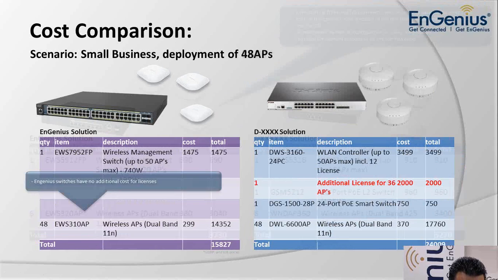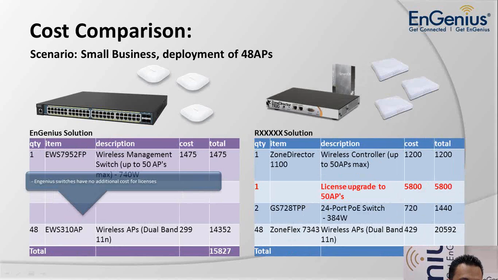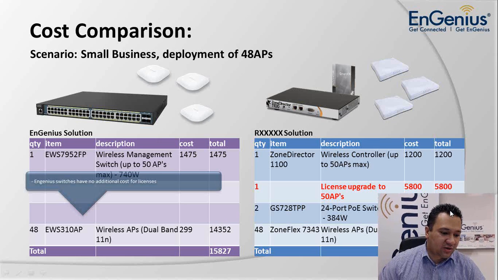The next comparison is an even a little bigger deployment with 48 access points. The same here. Very important here is that we don't work with licenses. So, for instance, if you want to make this D-Link solution, you have to pay for another license fee to be able to control more access points, and that also counts for these kinds of solutions. The bigger the deployment is, the bigger the gap of the money is.